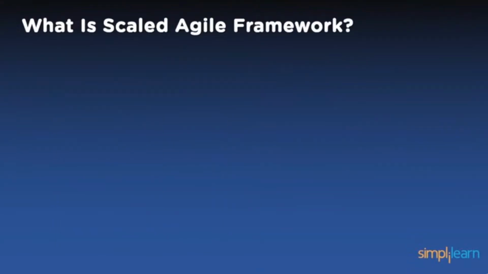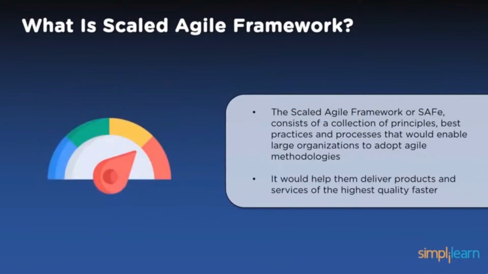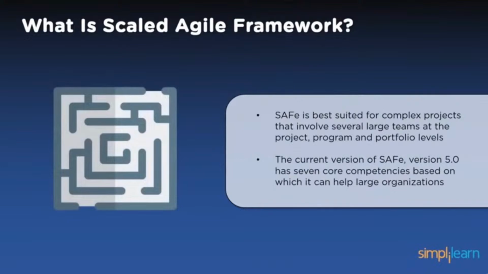Further, let us look at our focus area of this particular video, which is what is the Scaled Agile Framework. The Scaled Agile Framework, as I mentioned earlier, consists of a collection of principles, best practices, and processes that enable large organizations to adopt agile methodologies. It helps them deliver products and services of the highest quality faster. SAFe is best suited for complex projects that involve several large teams at the project's program and portfolio levels.